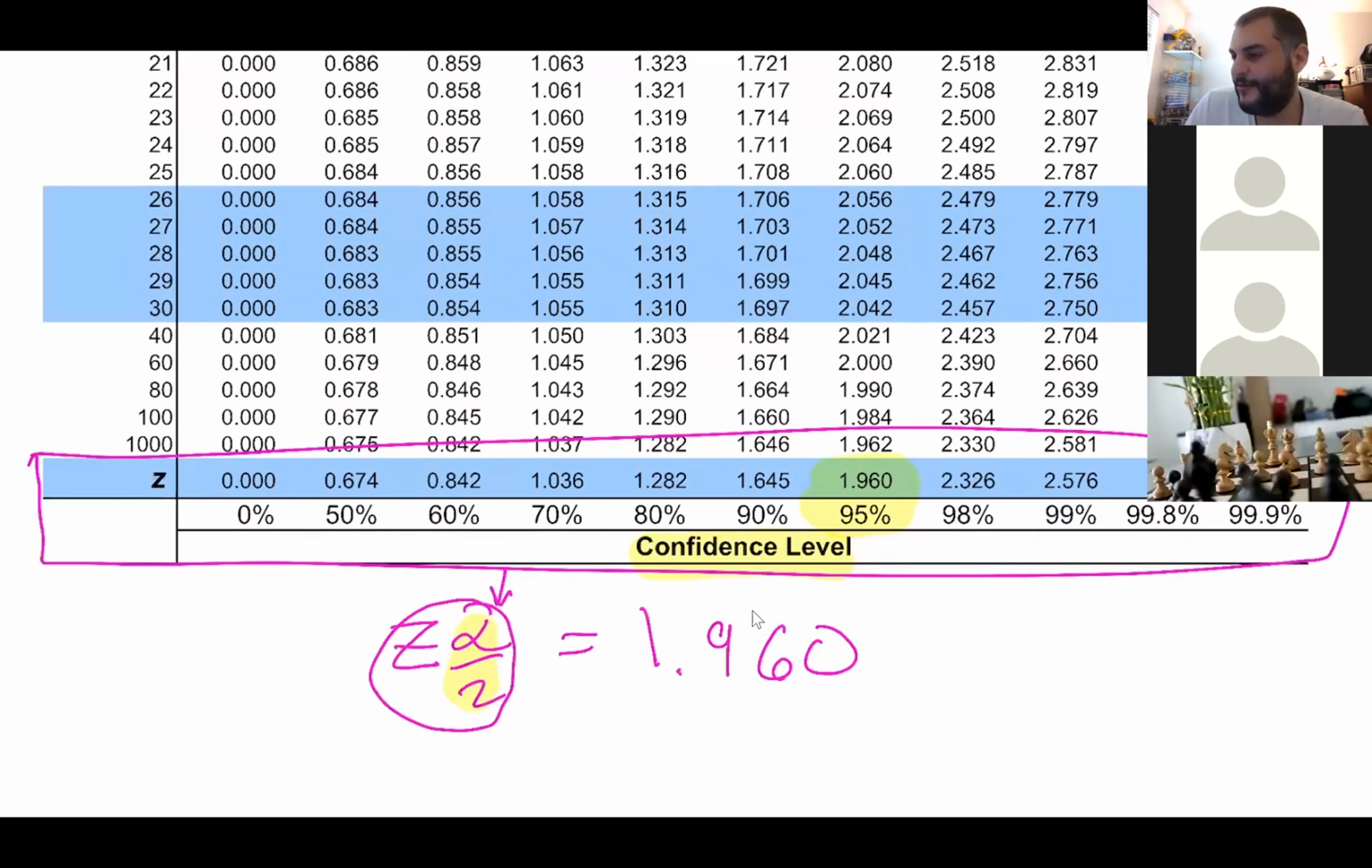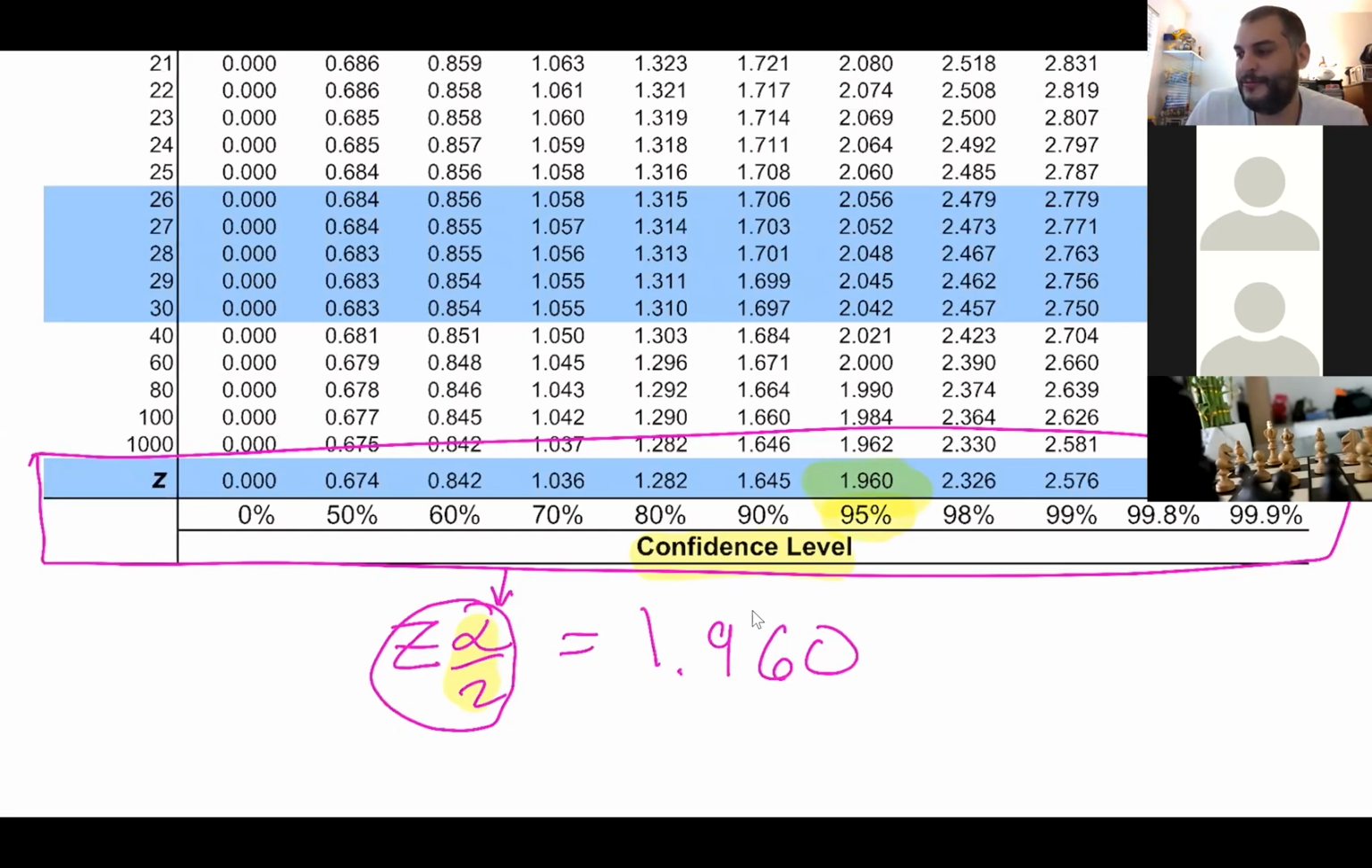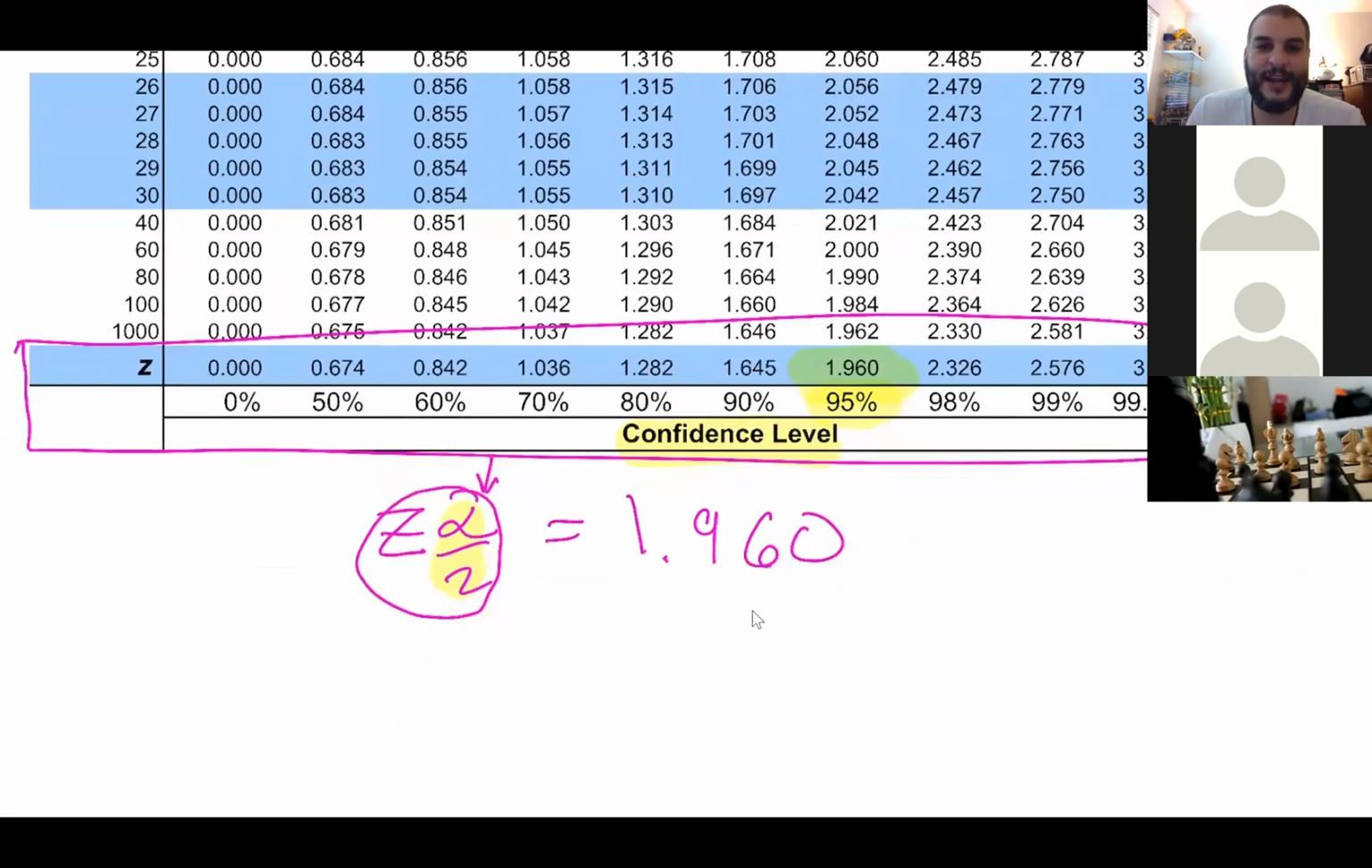For this one, your confidence level is 95%. To get the Z value for that 95%, you look at the number on top of it. The number on top of it is 1.96. So that's your answer. And then you have to multiply that? You're going to multiply a little bit later on, but that's your answer for the Z value. All right, thank you.